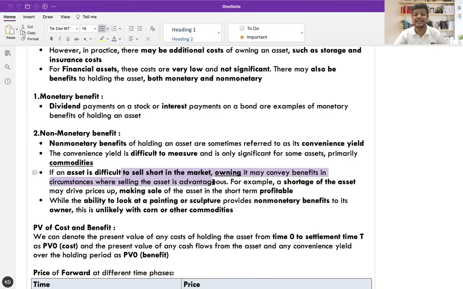So if an asset is difficult to sell short in the market, owning it may convey benefits in circumstances where selling the asset is advantageous. For example, during a shortage of the asset, maybe due to some problems of supply. Can you name me any asset which was very short in supply in recent times? Let's say vaccines or masks. They were initially very short in supply.